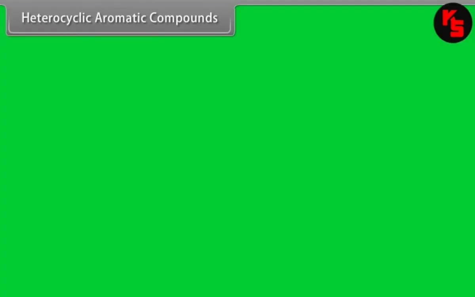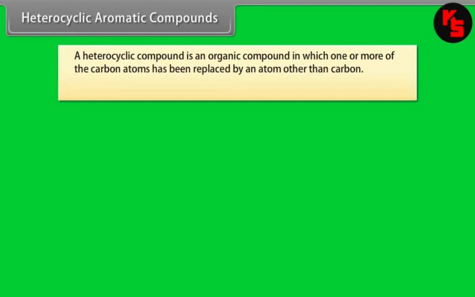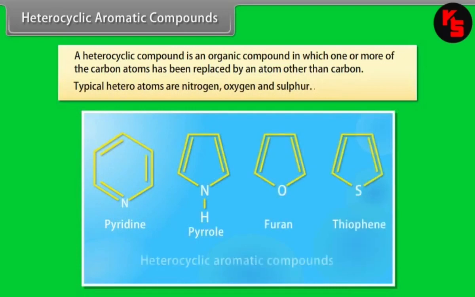Heterocyclic compounds. A heterocyclic compound is an organic compound in which one or more of the carbon atoms have been replaced by an atom other than carbon. Typical heteroatoms are nitrogen, oxygen and sulfur.